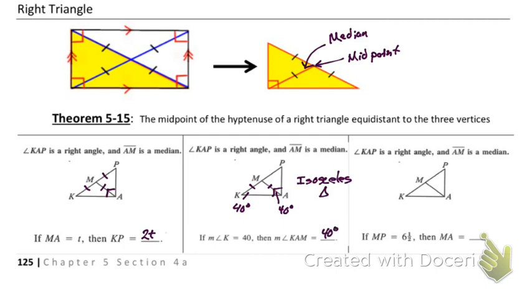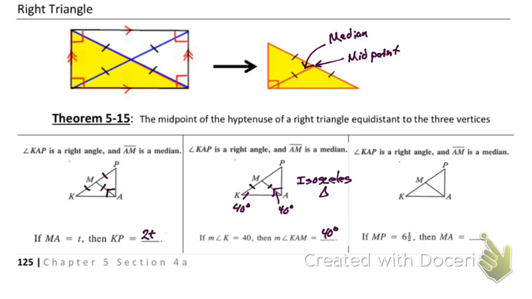So I don't really get in this theorem when it says the hypotenuse of a right triangle is equidistant to the three vertices. What does that mean? Equidistant means it's the same distance. So this is congruent to that is congruent to that. It means you can put little tick marks on each of those lines.